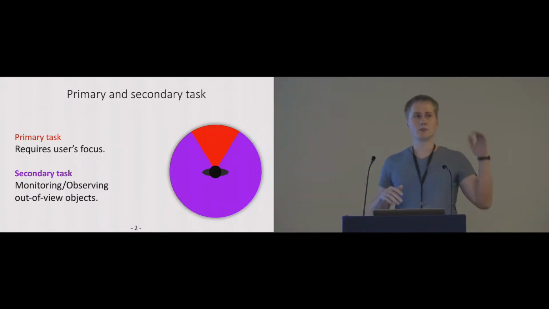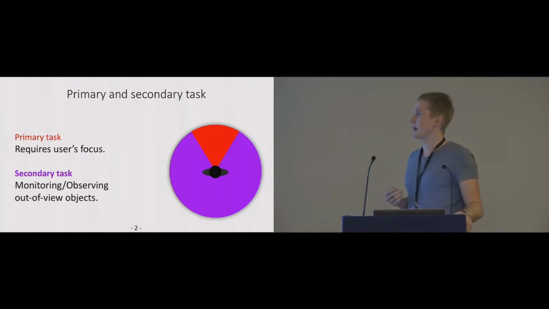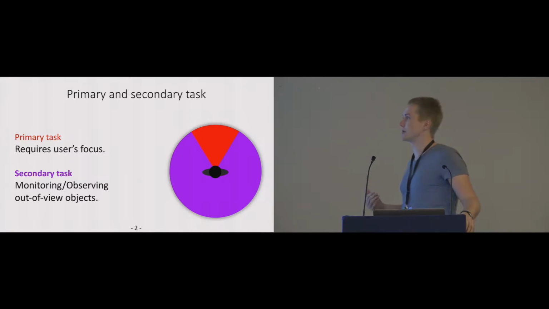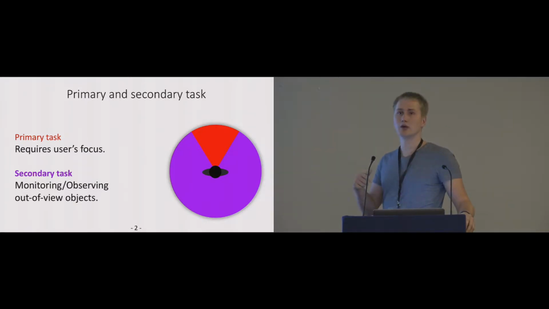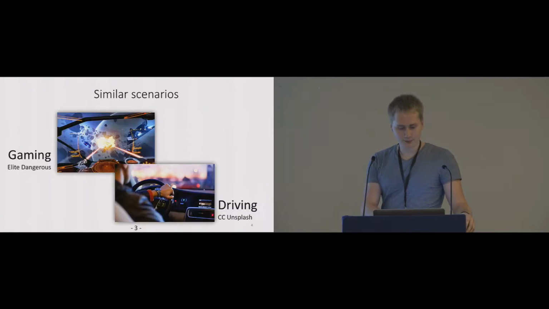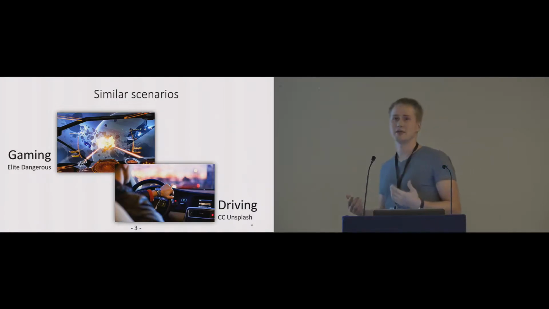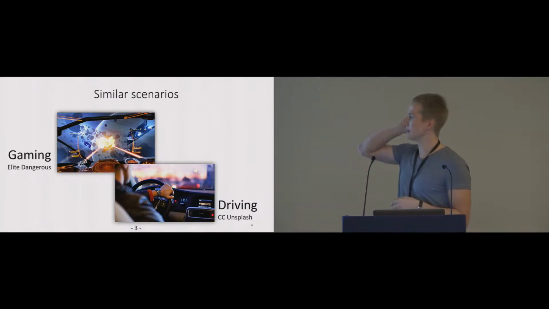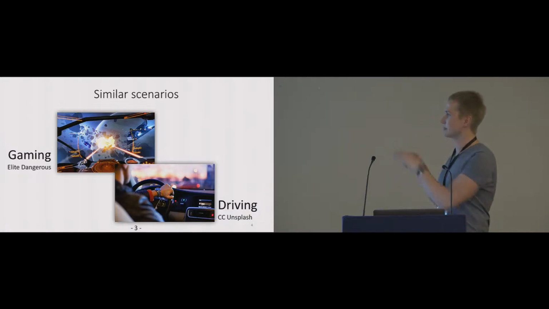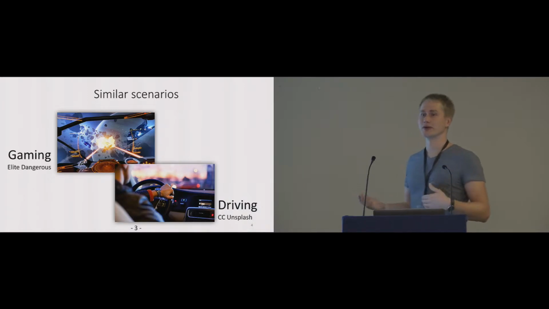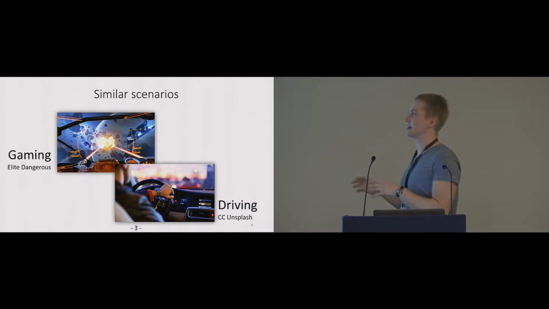But to bring it to a more abstract level, what's going on here? There's a primary task going on. The primary task is requiring the user's focus, but at the same time he has a secondary task where it's about monitoring and observing out-of-view objects. To give examples that are maybe better to understand, there's for example this gaming scenario. Imagine a game where you have a spacecraft and you freely fly in 3 dimensions, and you also have fighting scenes where you have to fight other ships.